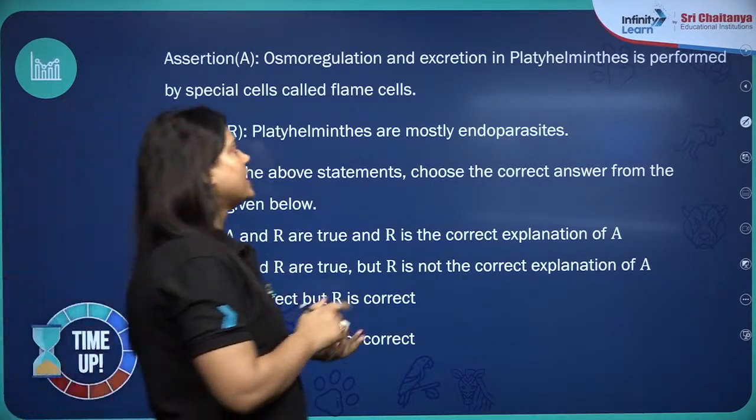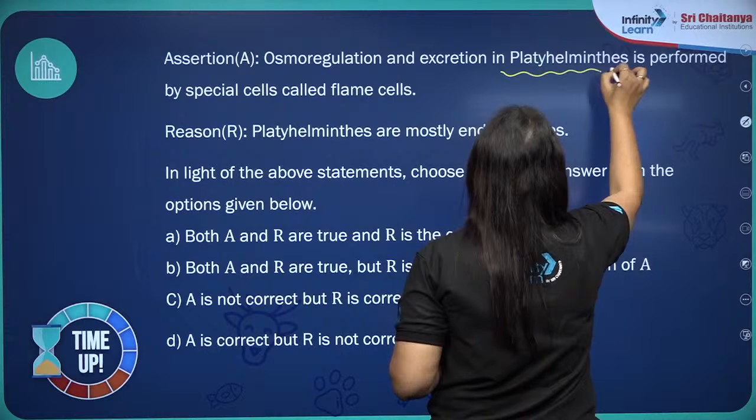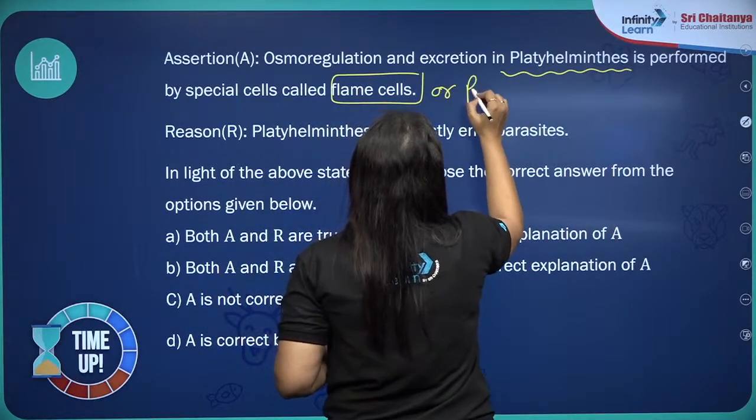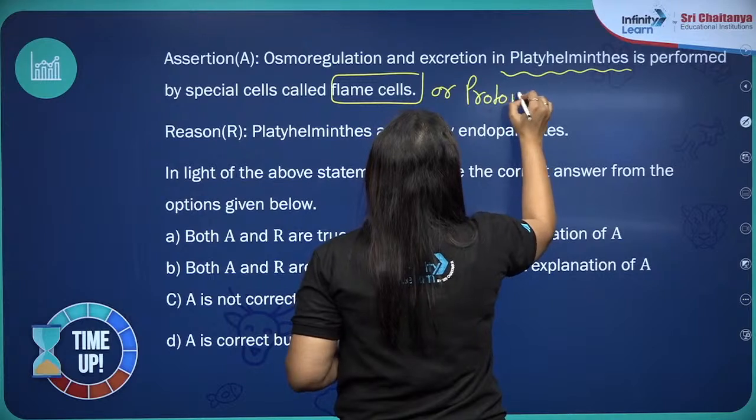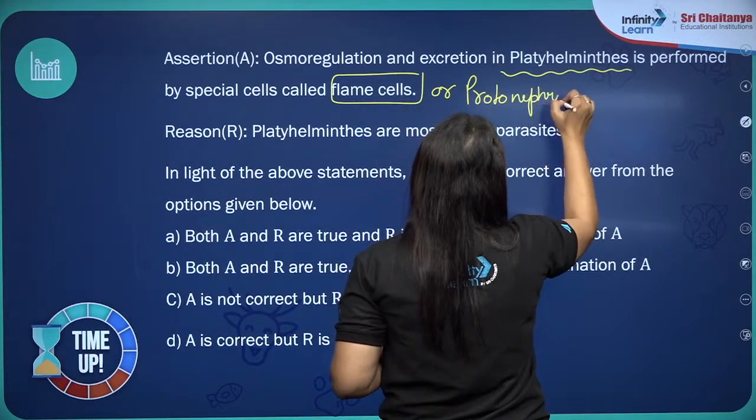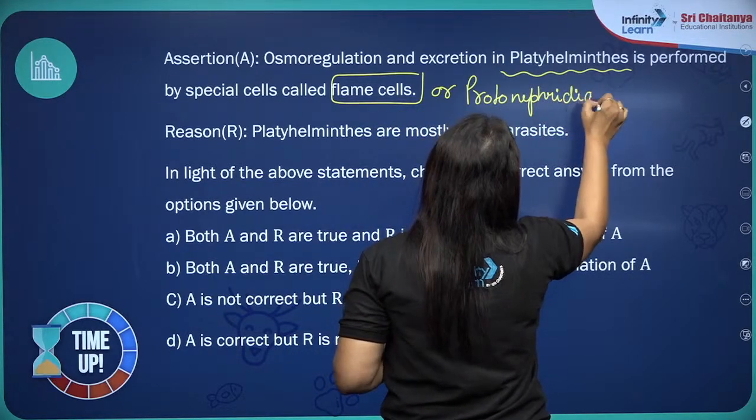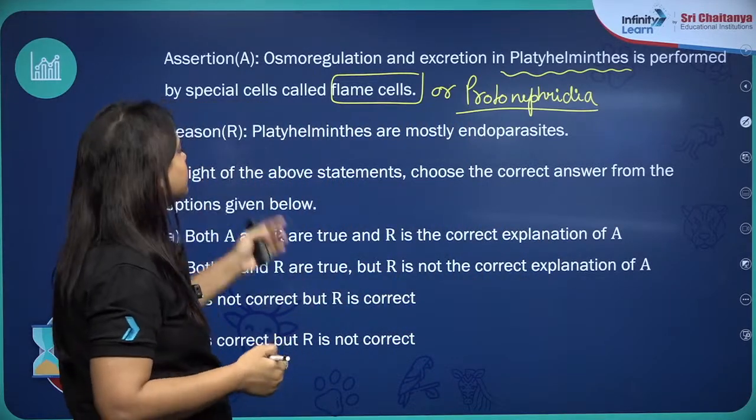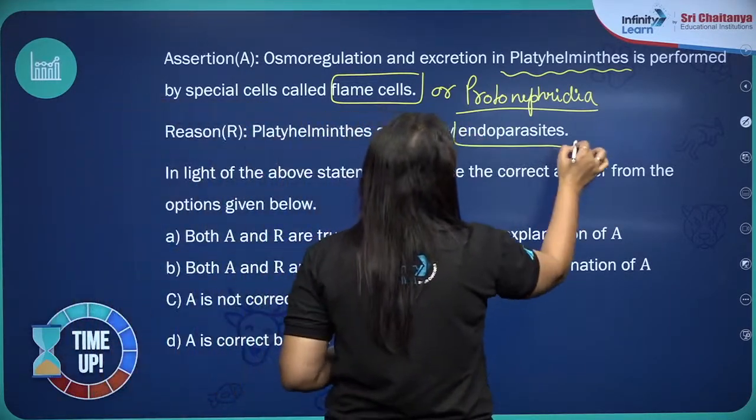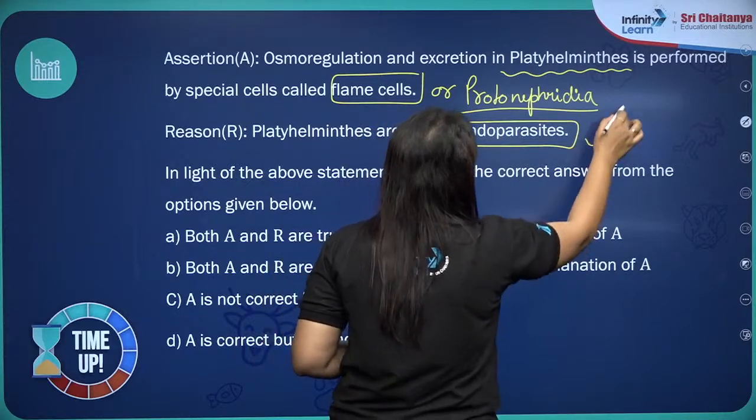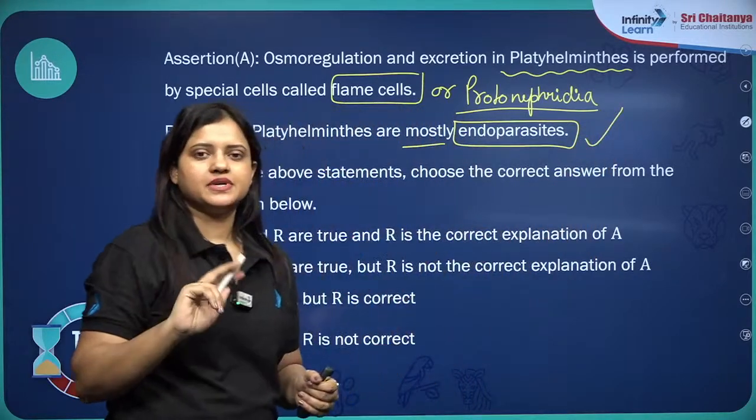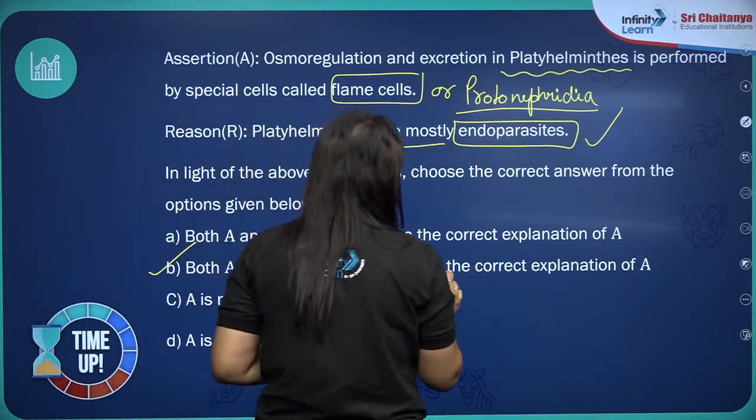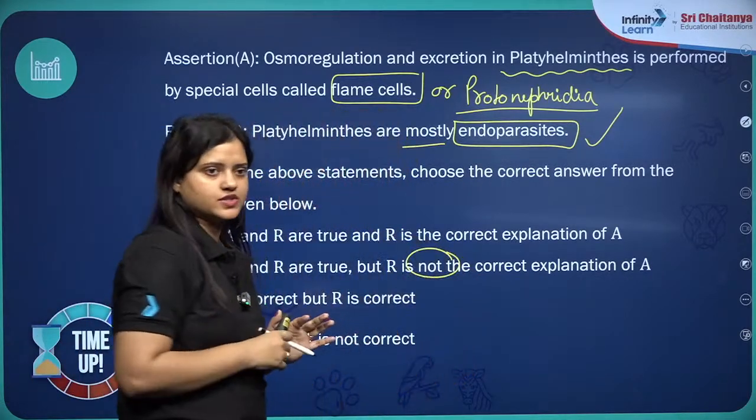So when we talk about platyhelminths या flatworms, they have protonephridia or flame cells. For osmoregulation and excretion, this is correct. Platyhelminths are mostly endoparasite. Mostly endoparasite लिखा है, that means this is also correct. But again, both the statements are not related, so answer should be B. Both are correct, but not the correct explanation of assertion.